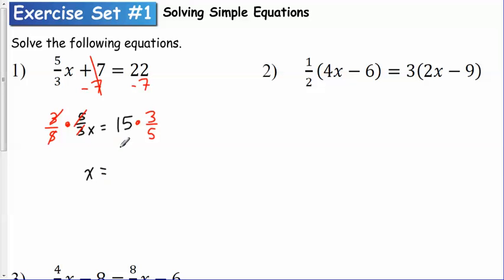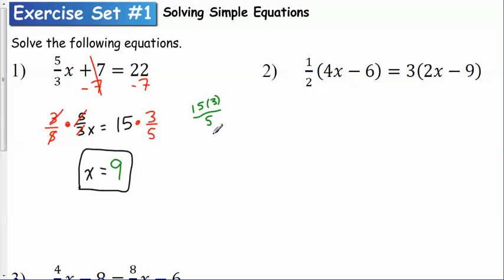Left side's good. Now we take 15 times 3/5. Again, don't go to your calculator. Don't be that student that always goes to their calculator. It's not hard to take 15 times 3/5. If you have an integer times a fraction, just take 15 times the numerator, so 15 times 3, and then divide by 5. So 15 times 3 is 45. 45 divided by 5 is 9. And so I have x equals 9 for my final answer.